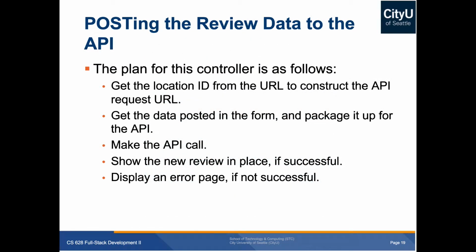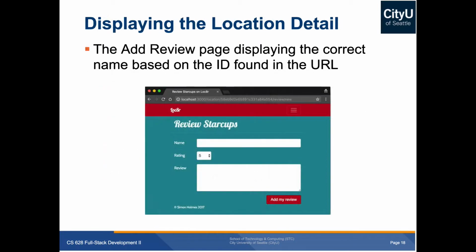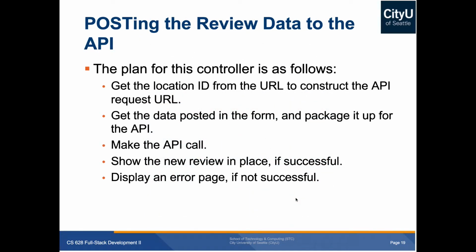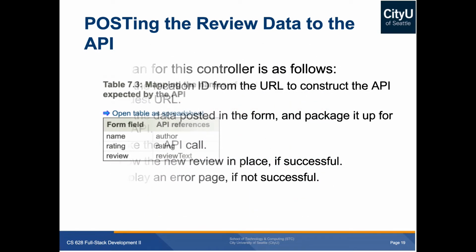So the plan for the controller: we have to get the location ID to construct the API request URL, then get the data posted in the form and package it up for the API, make the API call, show the new review in place if successful, and display an error if not. Going back, it means that you grab the location ID again, and then the form data here. And so when you click submit, then you can make the post request.